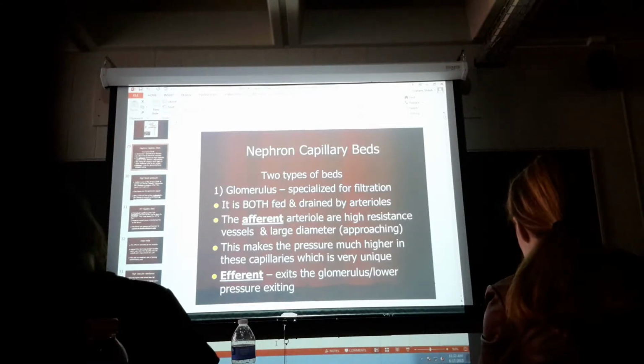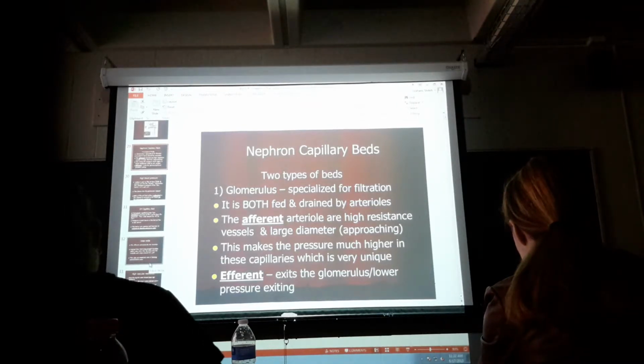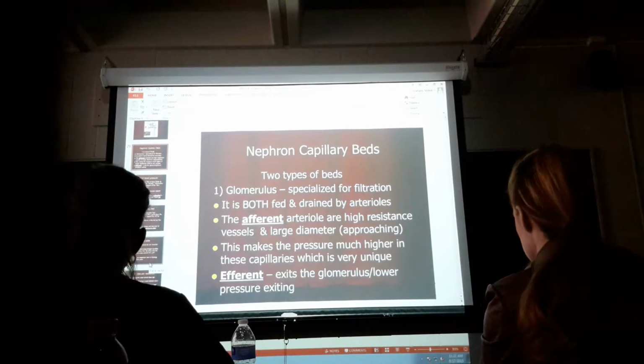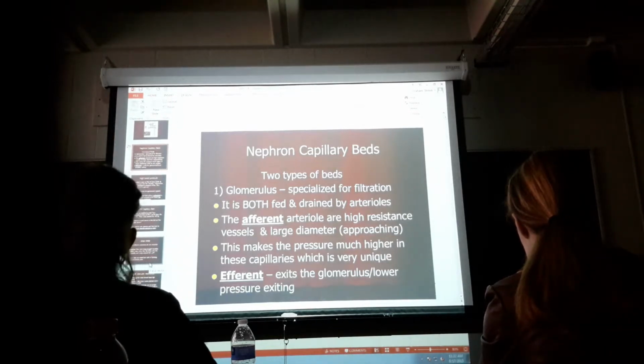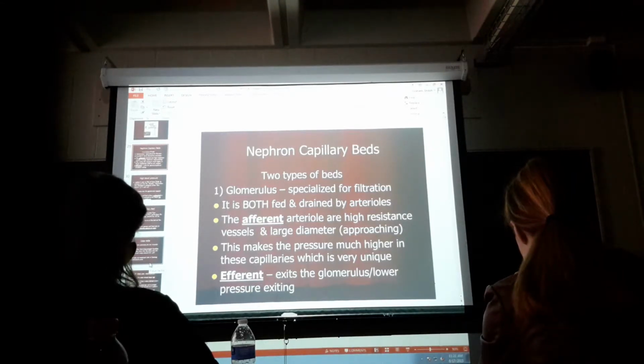So we go from a high pressure down to a low pressure, and that's part of that filtration flow pressure conversion system. So we got a lot of pressure coming in, so we're going to have a lot of flow. And then we drop down in pressure, so the flow slows down, and we're going to gently push it through the nephron instead of just slamming it.